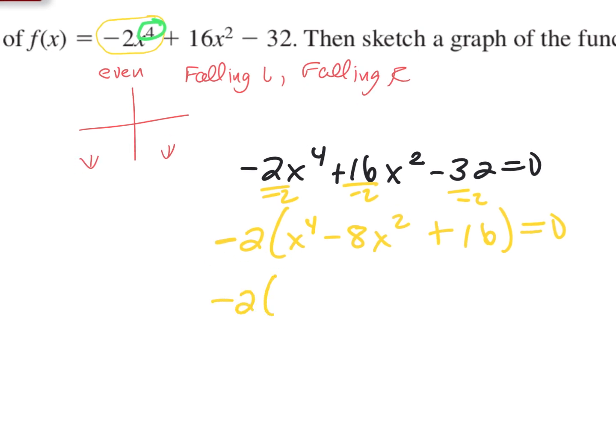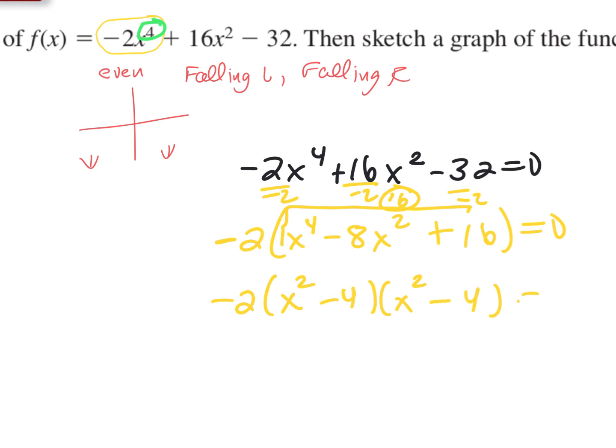I have a trinomial. Whenever I have a trinomial, I always try to break it up into what? Two binomials, okay? So think about what's going to go in the front of both of my binomials. X squared. Why isn't it just x? Because we need x to the fourth. X squared times x squared gives you x to the fourth. So now let's multiply a times c. 1 times 16. What are the factors of positive 16 that will multiply to give me positive 16, but add to give me a negative 8? What kind of factors? Both negative.